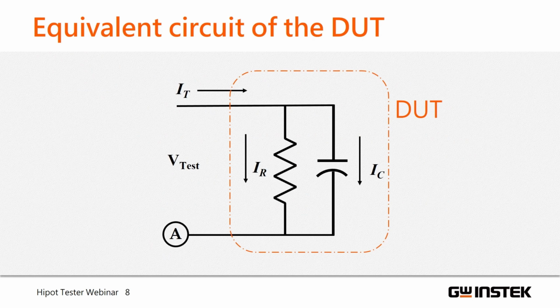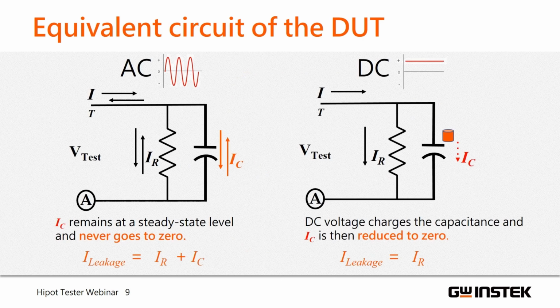This figure is an equivalent circuit of the device under test, DUT. On the left, we can see the test voltage provided by the Hipot tester. The current flows through the DUT and is divided into resistive current, IR, and capacitive current, IC. There is a current meter marked A at the bottom to measure the dielectric current. This is the basic concept diagram for the withstand test: applying a high voltage, measuring and monitoring the change in dielectric current. Now let's see the difference between AC voltage and DC voltage.